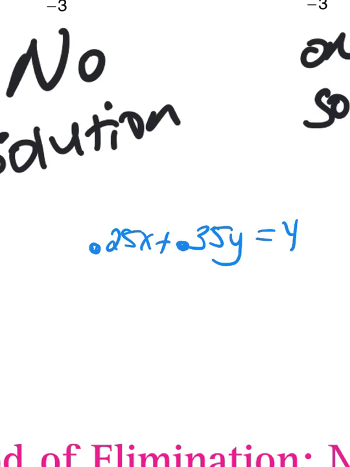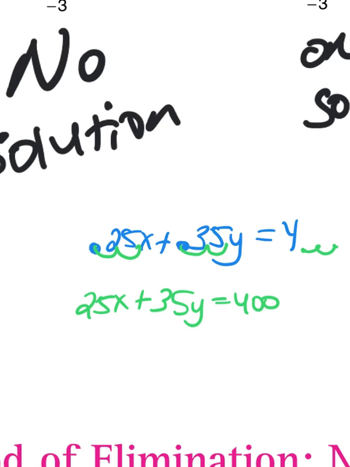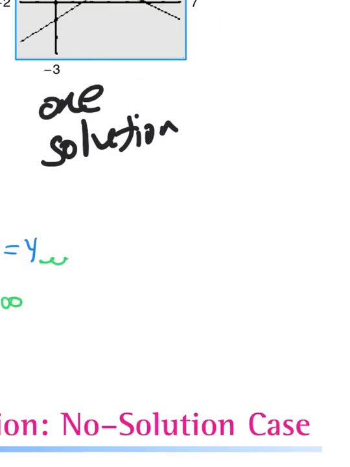Correct. If I move this decimal point over 2 places, then I'd have to move this one over 2, and this one over 2. I just multiplied by 100. So this would become 25x plus 35y equals 400. If you do that every time you have a decimal, that is perfectly fine. Just whatever you do to one term, you have to do to every single term. So if you multiply something to move the decimal 2 places, then you have to move every decimal point 2 places. Make sense?